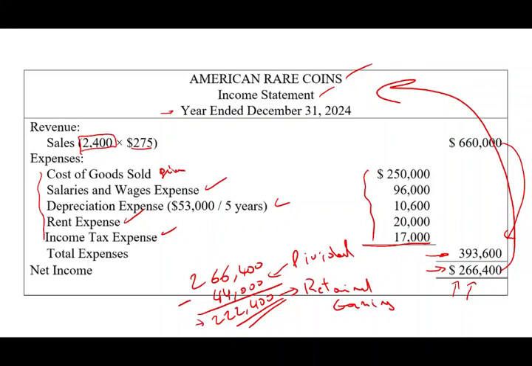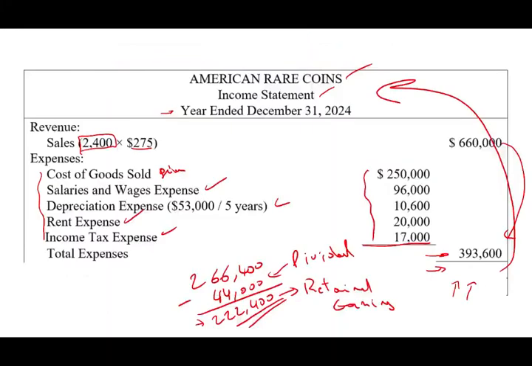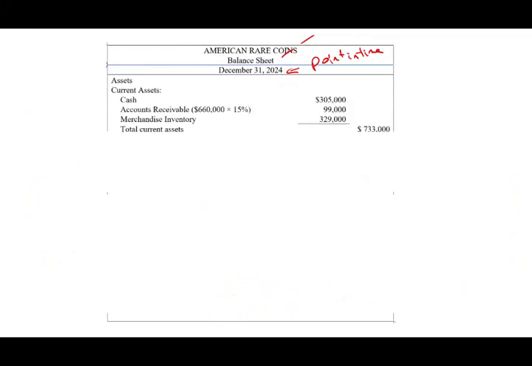Let's look at the balance sheet. Same thing. We have the name of the company, the name balance sheet, then the date. Notice the date here is a point in time. It's a date for one day, December 31st, versus the income statement, which says year ended December 31st, so those numbers reflect the whole activities throughout the year. The balance sheet numbers show just the date of December 31st. First, we list our current assets, which include cash.